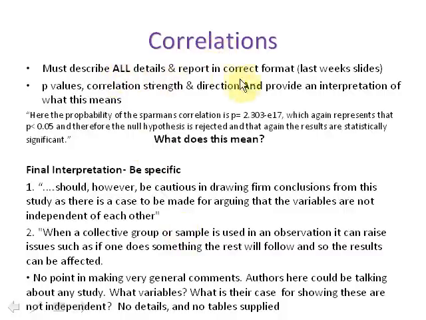When you report them, you've got to describe all your details, the p-values, the r value, the rho value, which way it's going, whether it's increasing or decreasing, and then say what it means. Okay, here's someone who said, here the probability of Spearman's correlation is this very small number, which represents p is less than 0.05, correct. Therefore the null hypothesis is rejected, yes, and again the results are statistically significant, but hasn't said what we can conclude from those. So you have to go on to say, and this means that, our interpretation is, and so on. So final interpretation, be specific.